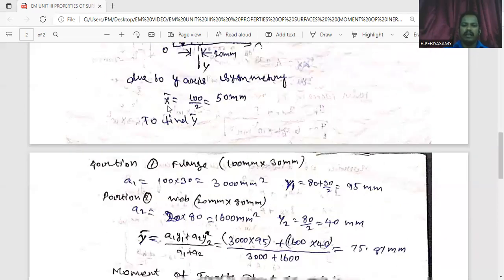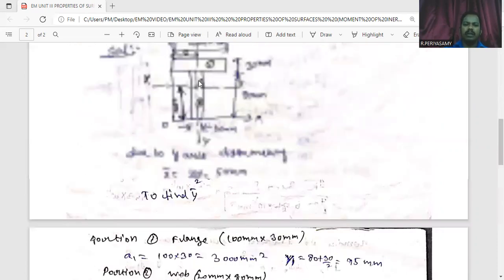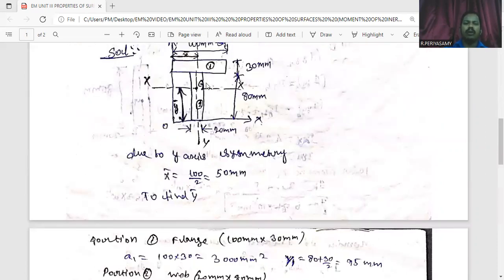Here, the centroid about the x-axis is 50 mm, and the centroid about the y-axis is 75.87 mm. Next, we have to find the moment of inertia. In the moment of inertia, we have to find it about the x-axis and the y-axis. First of all, we find the moment of inertia about the x-axis. Here two components are there, so we have to find two moments of inertia.